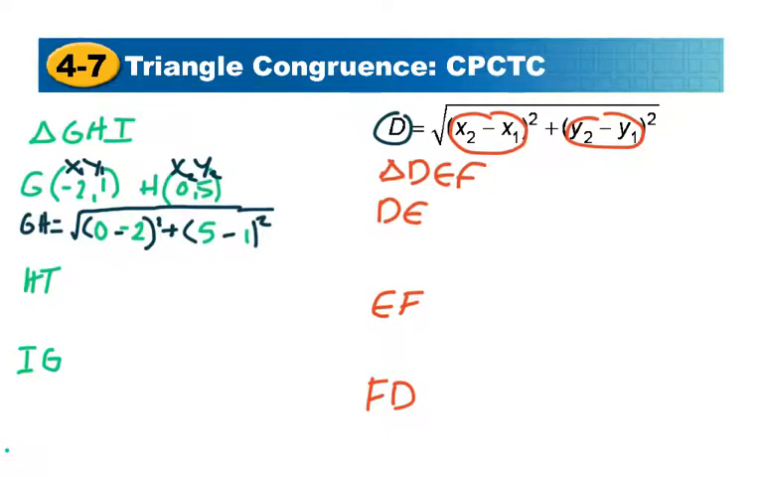Simplifying that a little bit, 0 minus -2 is going to be 2 squared. And then to that we'll add 5 minus 1, which is going to be 4 squared. And so really we have 4 plus 16 in a square root, or the square root of 20. So GH is the square root of 20.